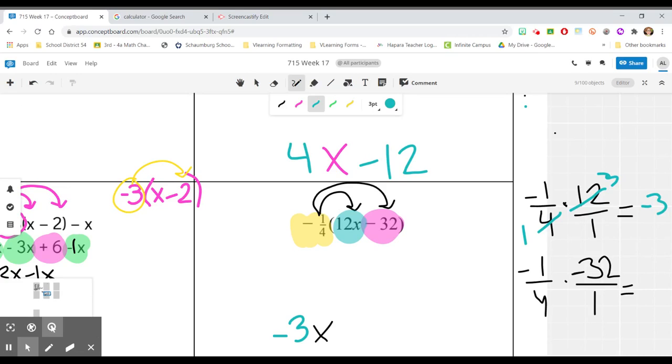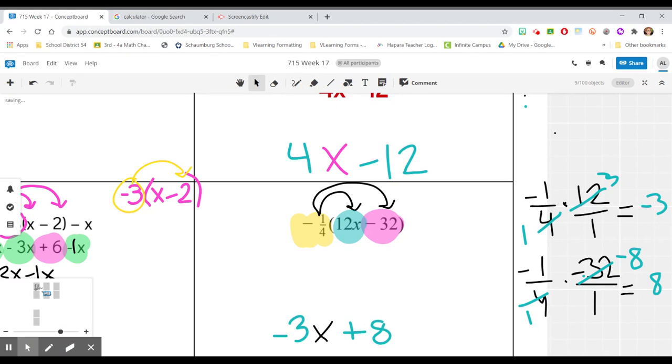And for my next term, -1/4 times -32, this does also cross simplify because negative 32 divided by positive 4 is negative 8 over 1. That's going to be negative 1 times negative 8, which gives me positive 8 over 1. And since it's positive, I represent that as a plus 8 in my expression. Let's check our work. Hey, we got it right.